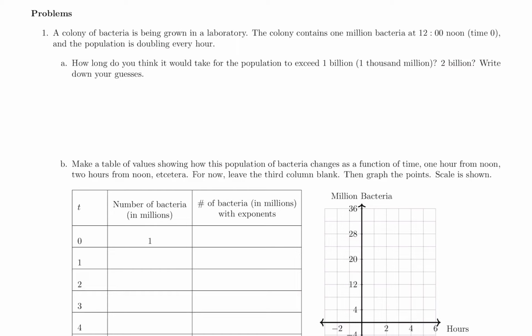Okay. Especially number 1. It says a colony of bacteria is being grown in a laboratory. The colony contains 1 million bacteria at noon, which means time 0, the initial time. And the population is doubling every hour. So now part A is just guessing. How long do you think it would take for the population to exceed 1 billion? So that's 1,000 million.